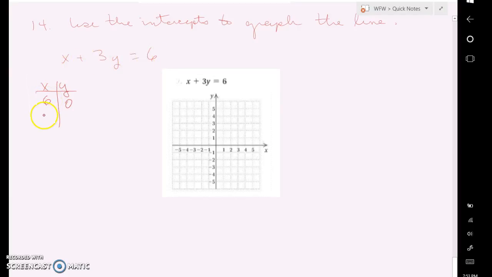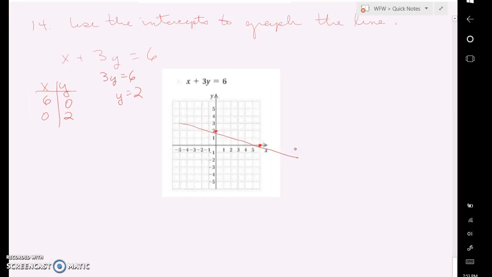That tells us when y is 0, x is 6, so we plot that point. Where is it when x is 0? 0 plus 3y equals 6, so 3y equals 6, divide both sides by 3, and y equals 2. So when x is 0, y is 2. Those are the intercepts, and now you can draw the line through those intercepts.